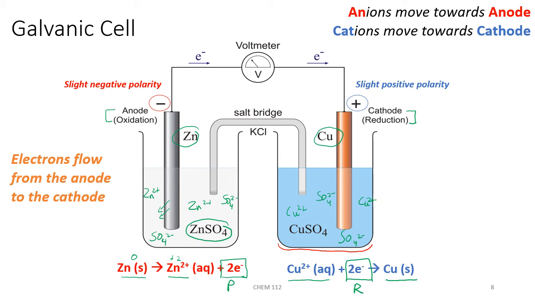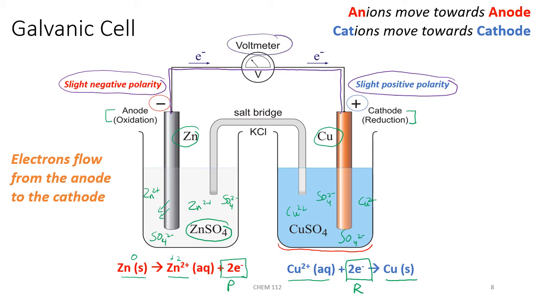The sign of the charge that develops at the anode is negative. It gets a slight negative polarity due to those electrons being produced. And the sign on the cathode is a slight positive polarity because that's where reduction takes place and electrons are being consumed. Now, this wire is what's connecting our anode to our cathode. And so whether you see a voltmeter at the top here or you see a light bulb, essentially that's showing you that we're producing electrical energy from our chemical energy.